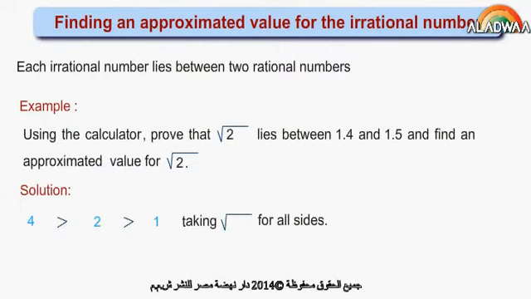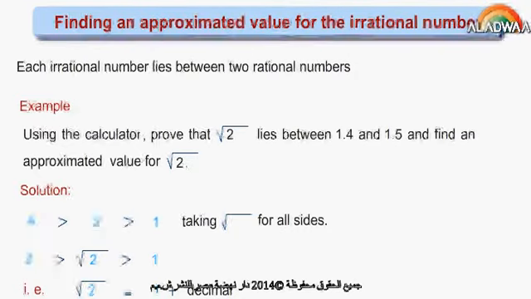Solution: 4 is greater than 2, and 2 is greater than 1. By taking the square root for all sides, then 2 will be greater than the square root of 2, and the square root of 2 will be greater than 1. That's to say, the square root of 2 equals 1 plus decimal.